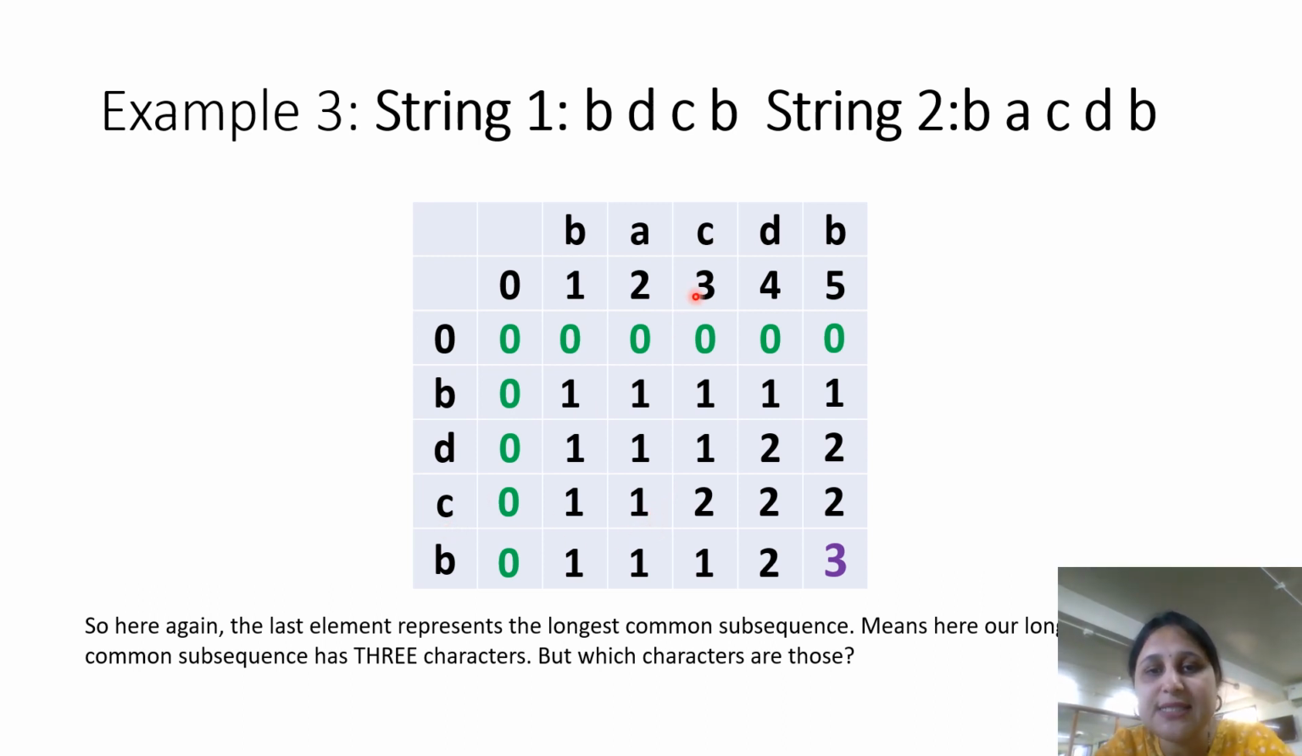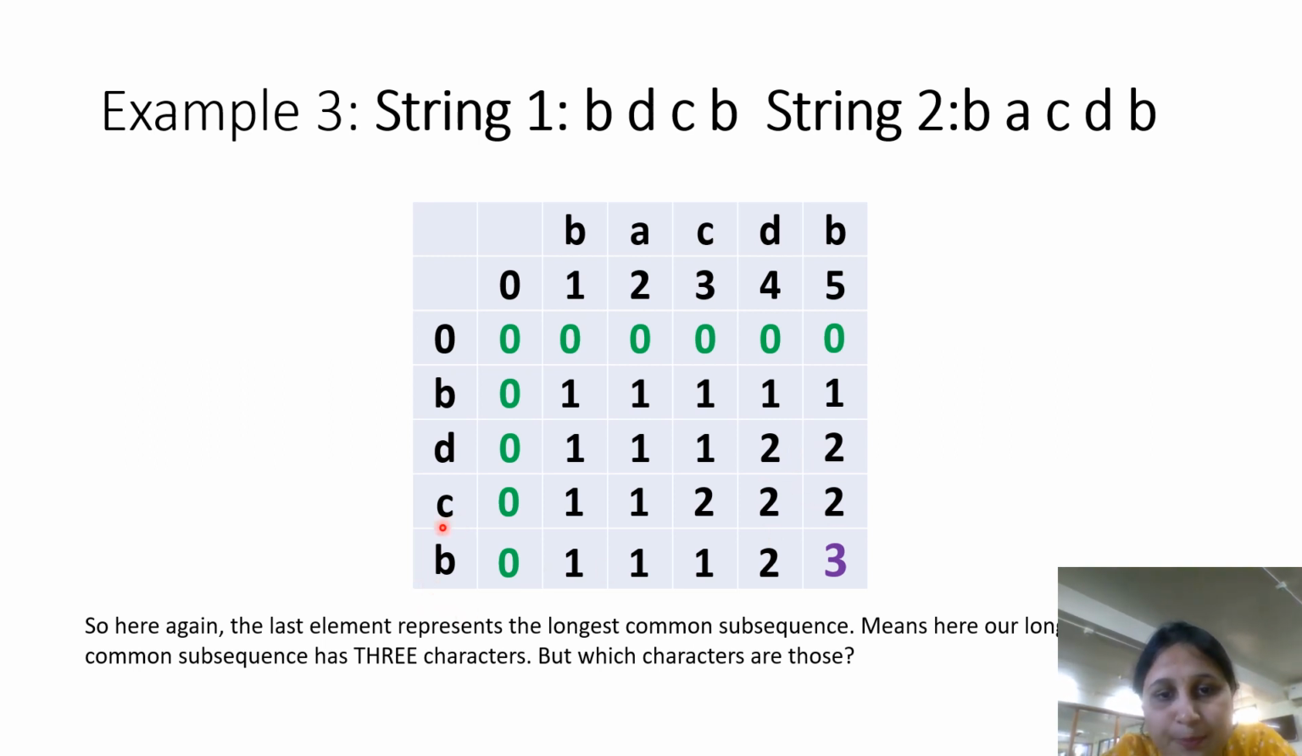Now let's match C with C. Is it matching? Yes. So when it's a match, our algorithm says add 1 to the diagonal element. So diagonally here it is 1. So this 1 plus 1 becomes 2. Now let's check C with D. Again it is not matching, but if you see the previous column and previous row, both of them contain 2. So you have to write 2 here. Now is C matching with B? Again no. So we will check the previous column and previous row, and both of them contain 2. So we will write 2 here.